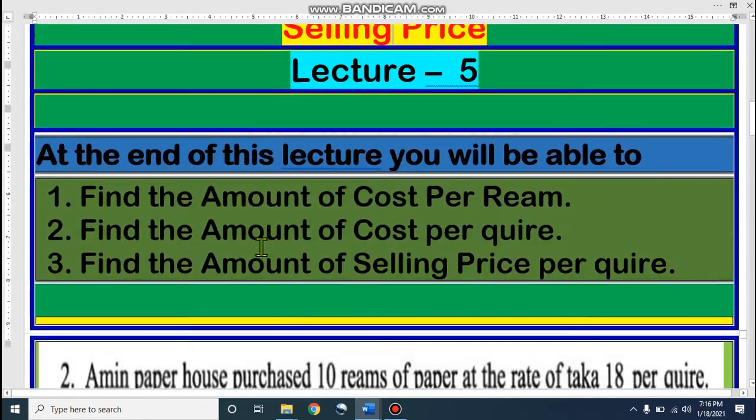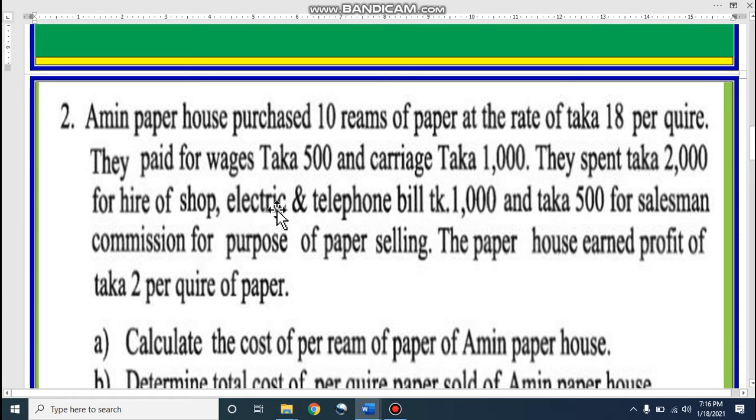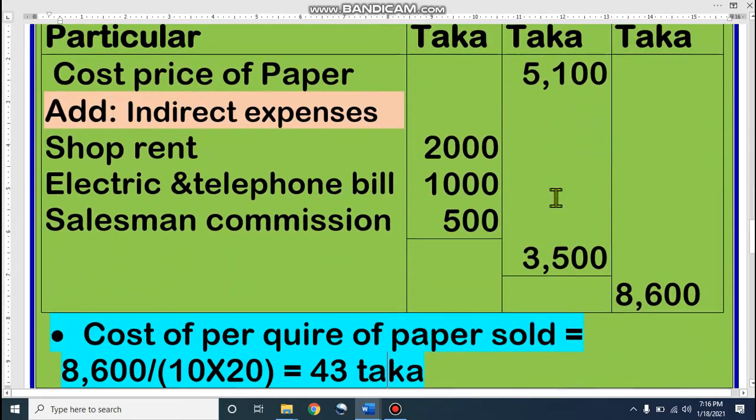Let's see the question, dear student, if you forget it. Look at direct expenses: wages 500, carriage 1000. And indirect expenses: they spent taka 2000 for hire of shop, that is the cost of showroom. Electricity and telephone bill is also an indirect expense. For selling purpose we have done these expenses, and taka 500 for salesman commission. That means we have these three indirect expenses. Cost price plus indirect expenses is the total cost. So how much total cost do we have? 5100 plus 3500, it is 8600.